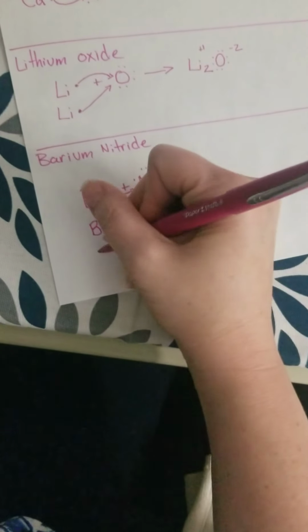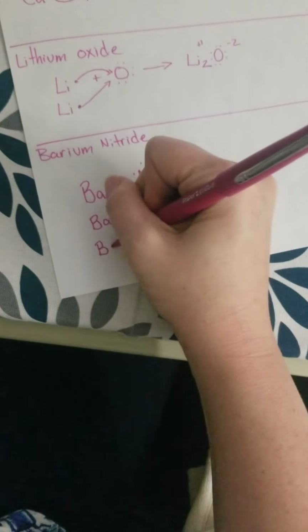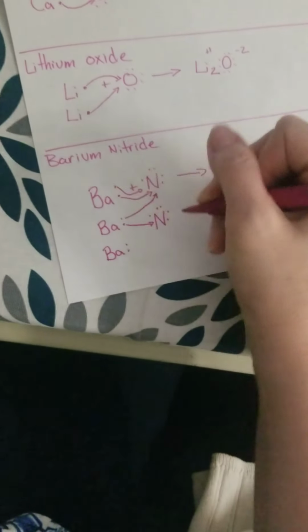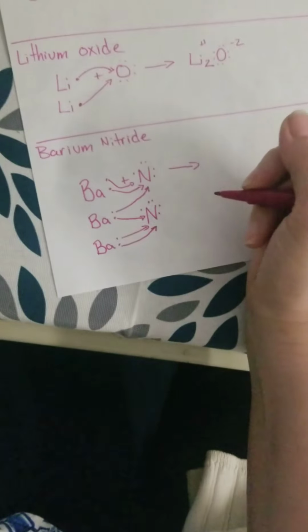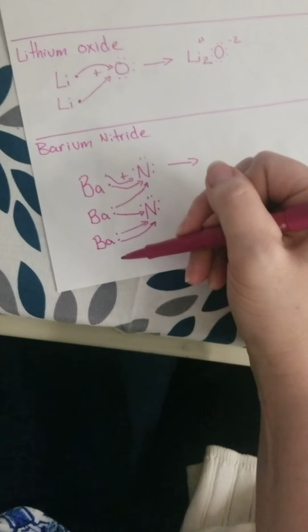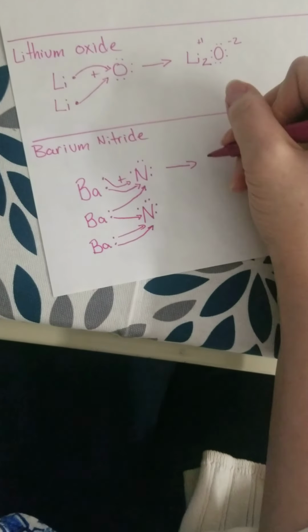This barium is out, so we need to draw another barium, give it its 2 valence electrons, and they both come over here to the nitrogen. And we are finally complete. All the bariums are empty, all the nitrogens are full.